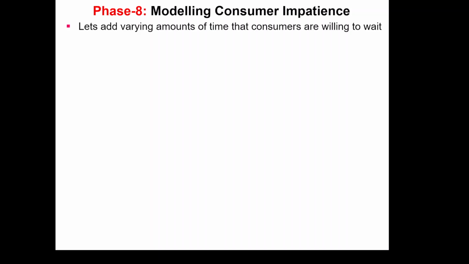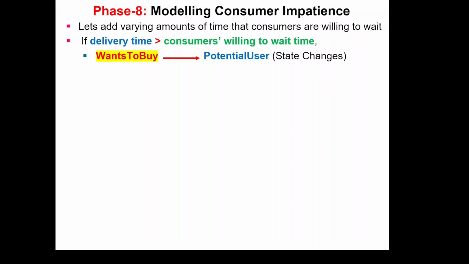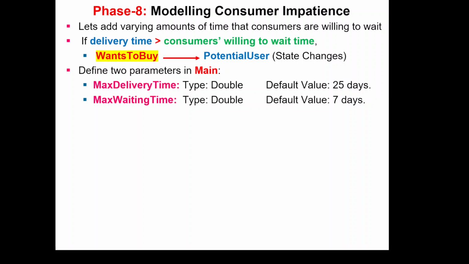So we are going to model consumer impatience, and as mentioned earlier, if the delivery time exceeds the consumer's expectation, the consumer might go back to the potential user state from the wants to buy state. So for that purpose, we will define two parameters in the main, and that would be the maximum delivery time. We will take a baseline value of, let's say, 25 days, and then we are going to adjust it later on. And then another parameter, maximum waiting time, and it would be 7 days.